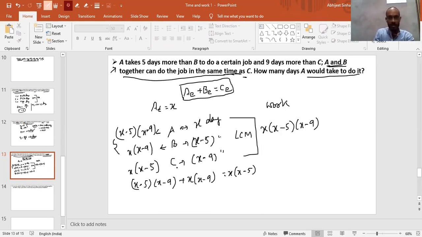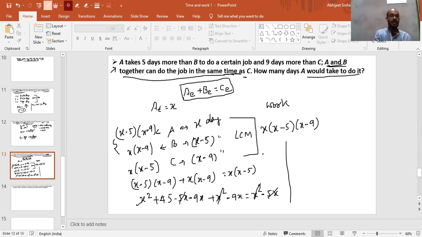I hope everything is clear. Yes. So now what will be the value here? This is X square if you cancel it out, and what you will get here is plus 45 minus 5x minus 9x. Write it like this, plus again X square minus 9x, which equals X square minus 5 times X. Very good. Now as you can see, X square and X square will get cancelled out, minus 5 times X and minus 5 times X will get cancelled out.